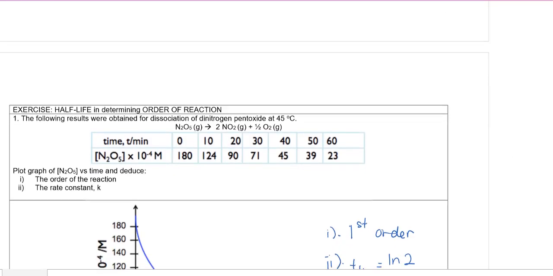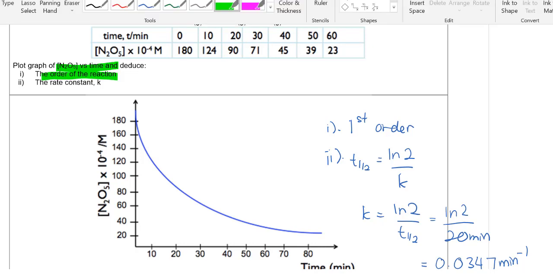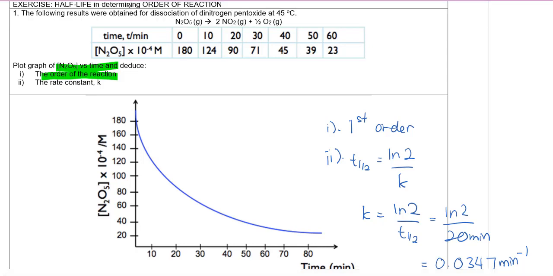Okay, next we look at an example. The question asks you to plot a graph of concentration versus time and then deduce the order. When the question asks you to plot the graph of concentration versus time and then deduce the order of reaction, it means that you need to find several values of half-life. So you find the y-intercept first. This is your y-intercept, so this is the initial concentration.